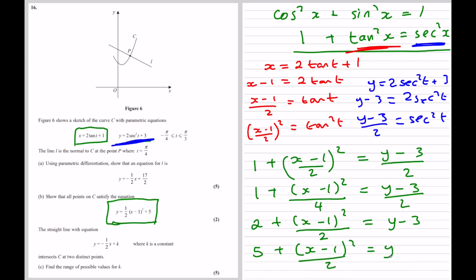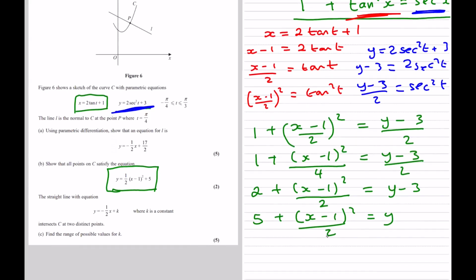I've made y the subject. And instead of this 2 as a fraction, I'm going to change it to times by a half. So y is a half times (x minus 1) squared plus 5.